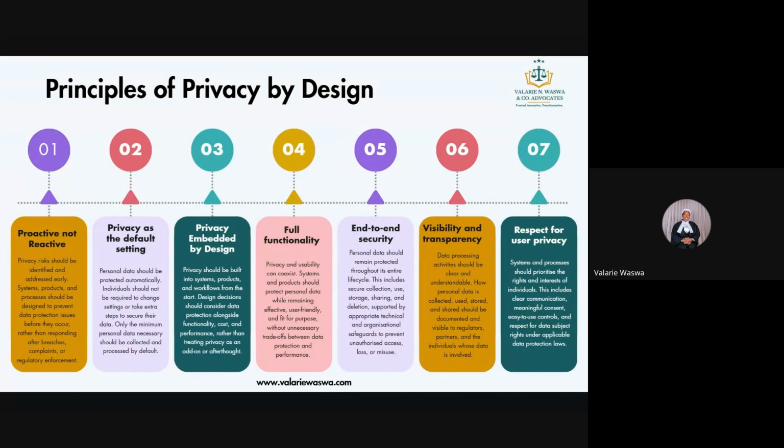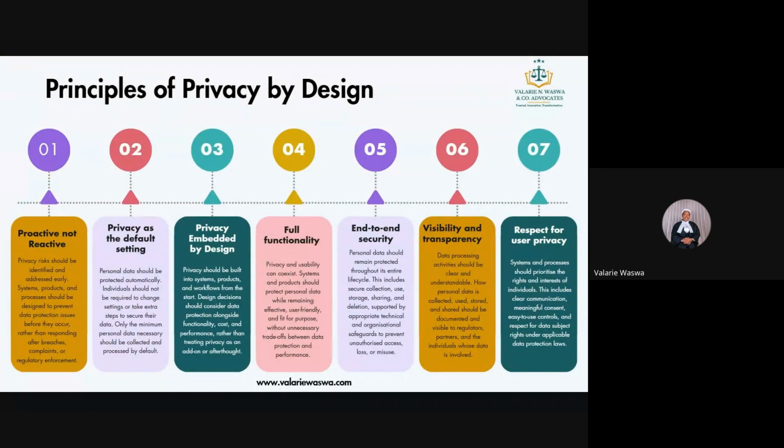But what this principle is saying is that these two concepts do not need to exist parallel to each other. They're not at loggerheads; rather, they are different sides of the same coin. Privacy and usability can coexist. Systems and products can protect data while still remaining effective. Trust me, it's possible. Systems and products can still remain user-friendly. We're not saying that we want you to have a 20-step consent checkbox such that it's impossible for someone to even use your product.